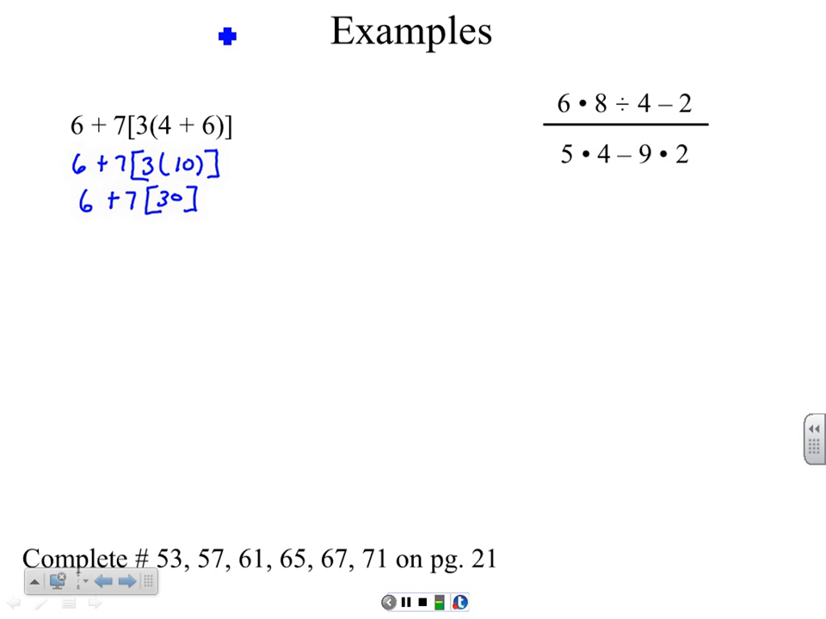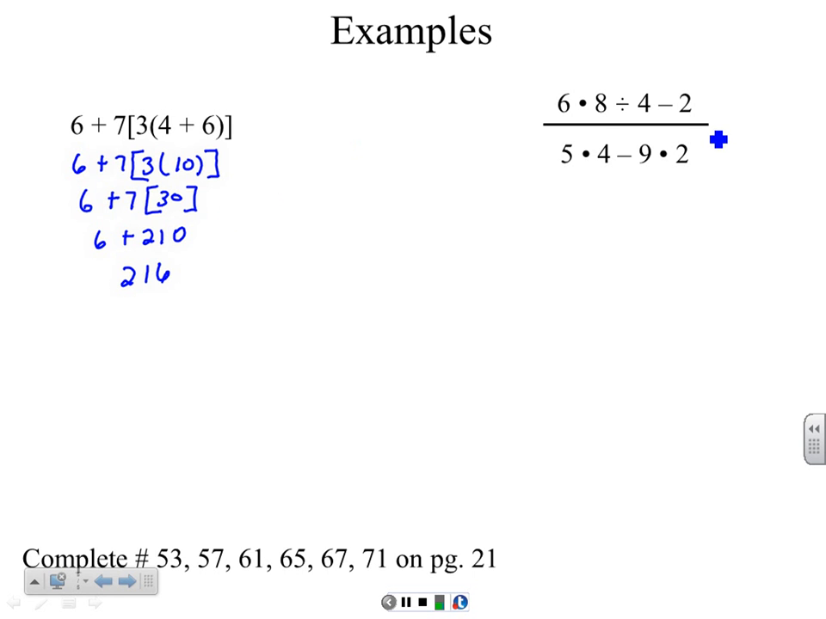And so now what we have is addition and multiplication. So we need to do the multiplication first. And then we can add and get 216.